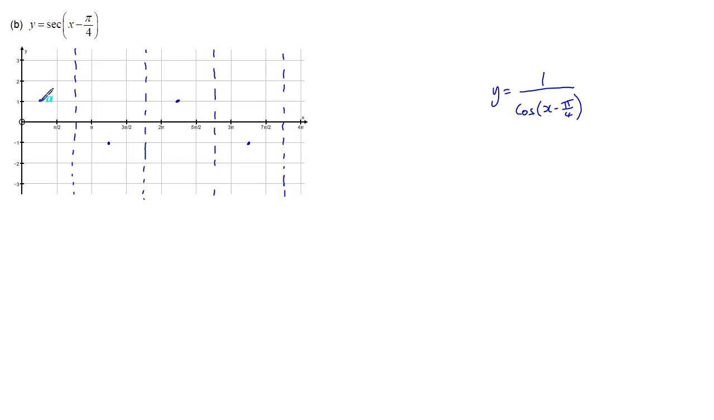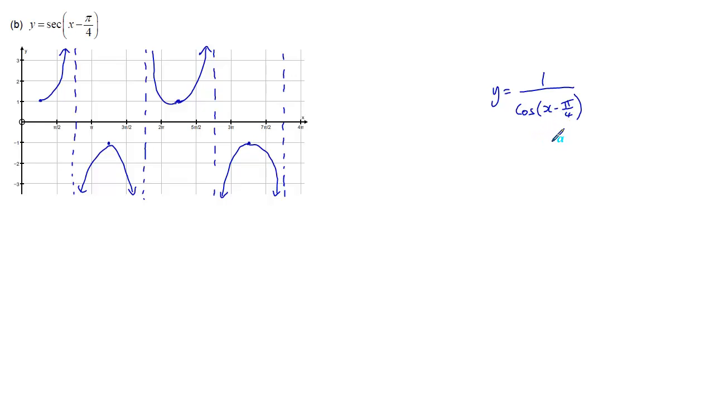We know the shape of sec, so it's going to go up here. It's going to do this. It's going to do this. It's going to do this. And then over here, we'll have a bit that goes up here.